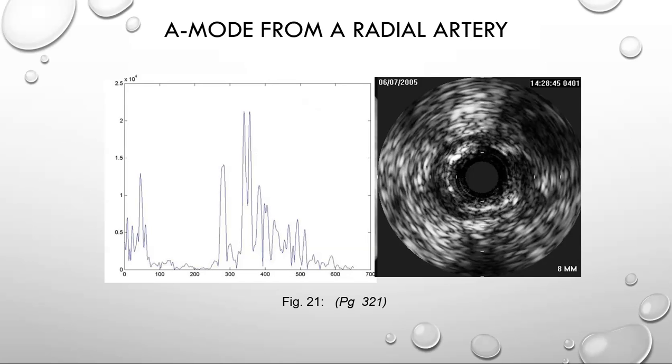This is showing you an A mode. Remember, we said after the receiver we're left with an A mode, and this shows you the A mode from a radial artery. We have a very strong signal right as the transducer gets past the intima into the muscularis, and then there's a very weak signal in the media, and then a stronger signal as it hits the fat on the outside of the radial artery and then fades off.